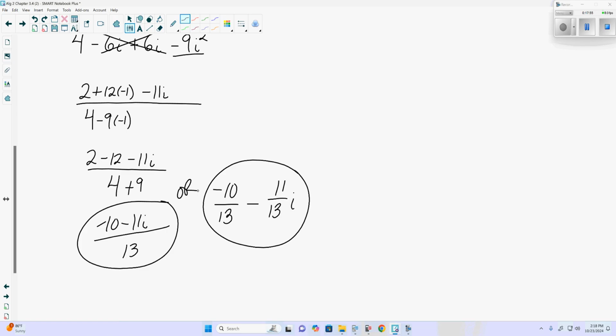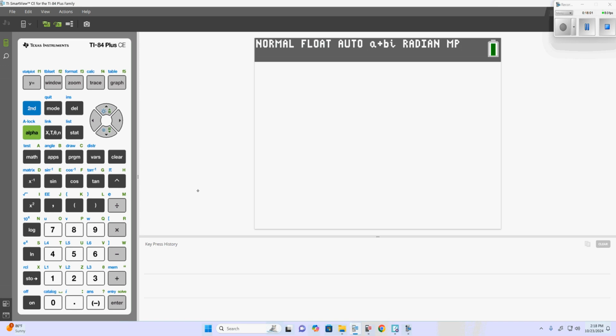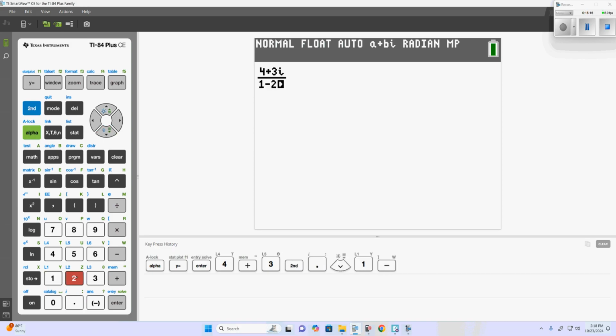Questions on this here? All right. Let's look at the graphing calculator. Because up to this point, the graphing calculator has been able to do all these so far, yes? Alpha y equals enter. Let's do the first one. 4 plus 3i over 1 minus 2i.